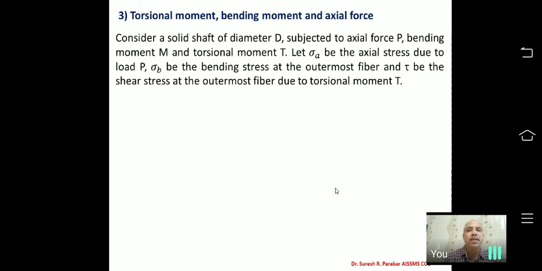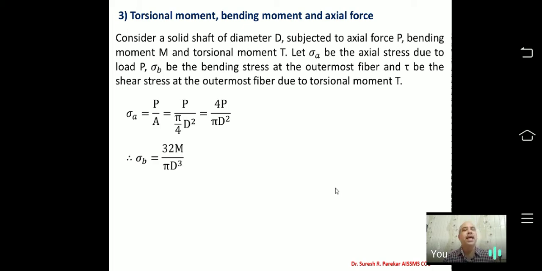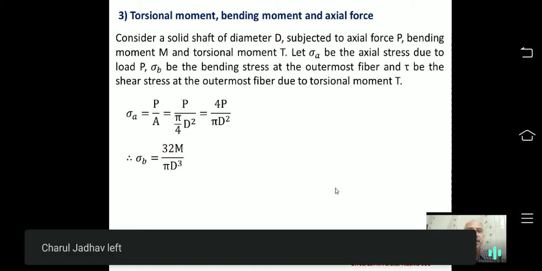Now we have the third combination. In the third combination, we have all three: torsional moment, bending moment, and axial force. Sigma A will be the axial stress due to load P, sigma B the bending stress due to M, and tau the shear stress due to T. These formulas for sigma A and sigma B are the same. If we have a hollow shaft, then we have another formula for sigma B.